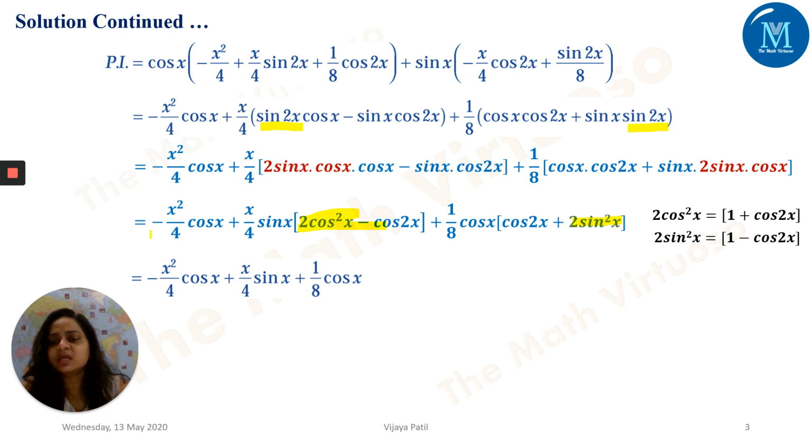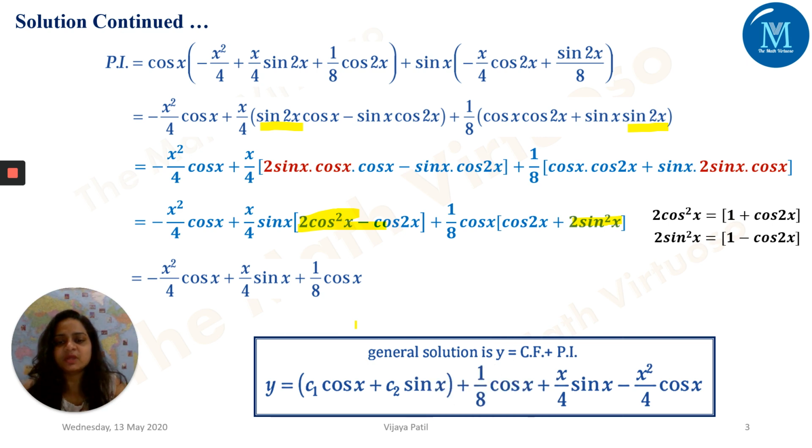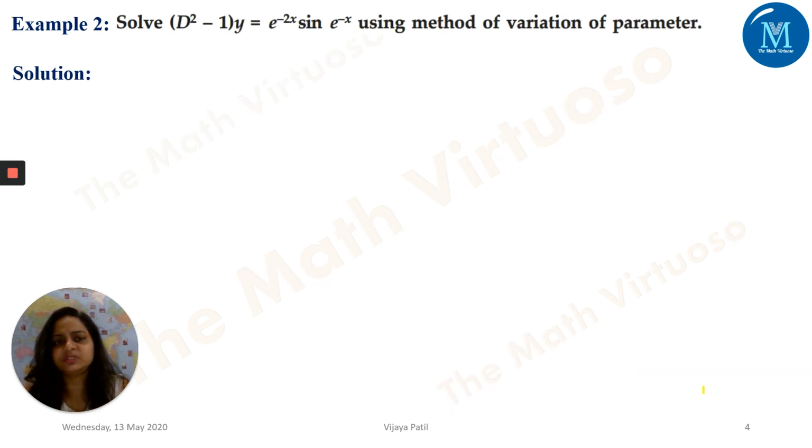And we are going to remain here with the particular integral as minus x square by 4 cos of x plus x by 4 sin x plus 1 by 8 times cos of x. And therefore, the general solution as usual is y equals CF plus PI. After adding this up, we get y as c1 cos of x plus c2 sin of x, as we have seen in the previous step, that is the CF, plus 1 by 8 cos of x plus x by 4 sin x minus x square by 4 cos of x. So this is the method of variation of parameters. Let us see one more example of this kind.